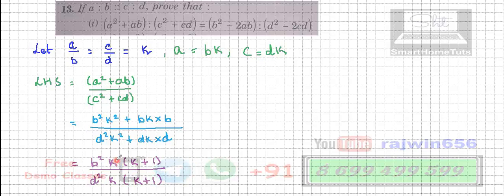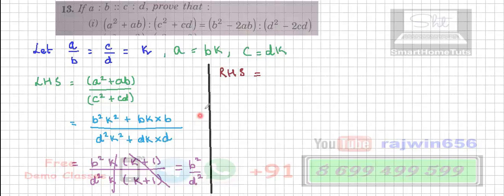You can strike out this K and K, and this K plus 1 and K plus 1. What is remaining from the left hand side is B square upon D square. Now I'm going to do the same thing for the right hand side. RHS is equal to B square minus 2AB upon D square minus 2CD.